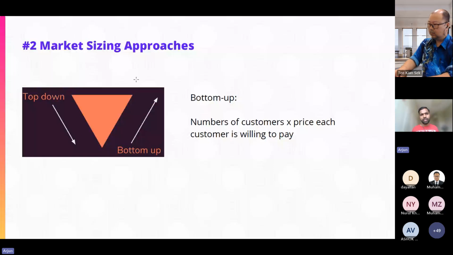So bottom up is basically you do your research, you do the market sizing exercise. When you are doing this bottom up research, you will identify how many customers you can reach with the resources you have, and what is the price each customer is willing to pay. So for example, again, taking the wireless mouse example. Based on your research, you identify, okay, there are 1,000 customers who are interested to buy my product. My one wireless mouse is $10. Then basically your market size is $10,000. So it's very simple.